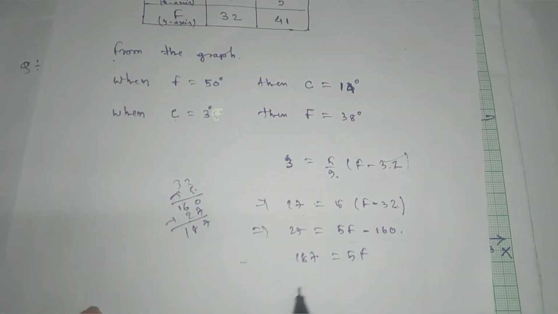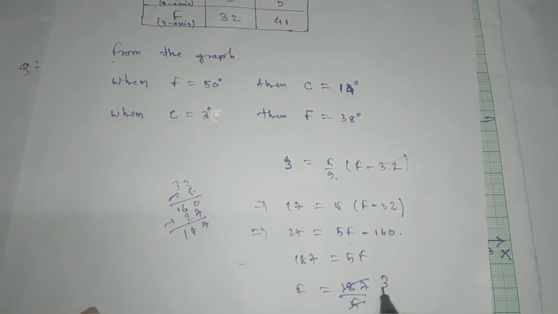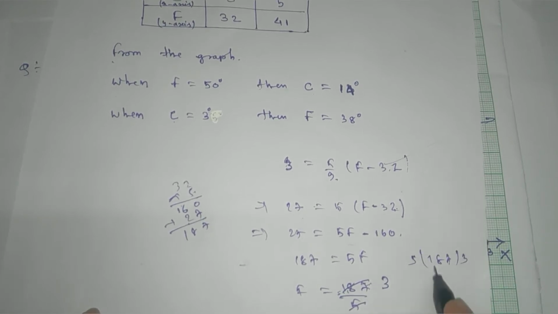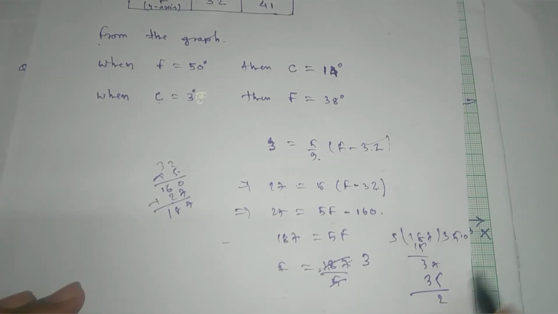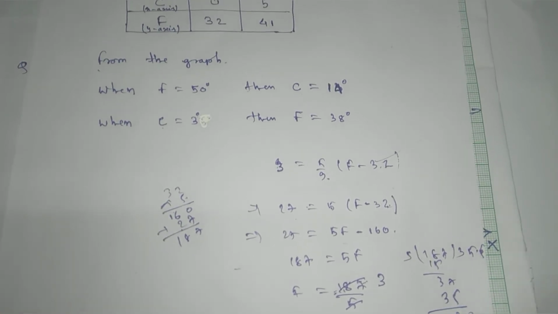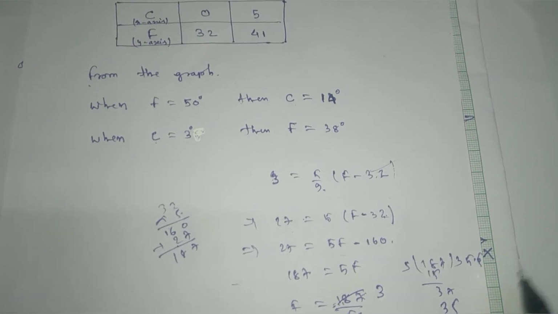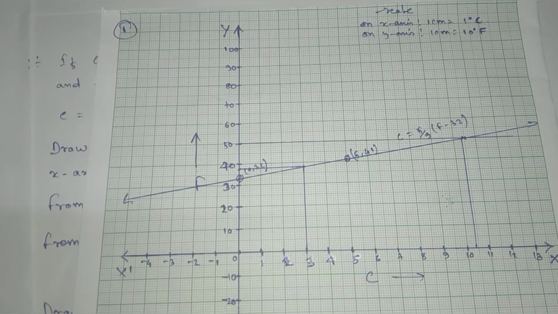That means F equals what? 187 by 5. You divide it, you can see here very close to 37. It will not cancel, but we can see 5 3s are 15, 5 7s are 35, and 2 and the point 0, that means 20, that means 37.5, which is very close to 38. So from the graph we are getting 38. That is the perfect answer for us.